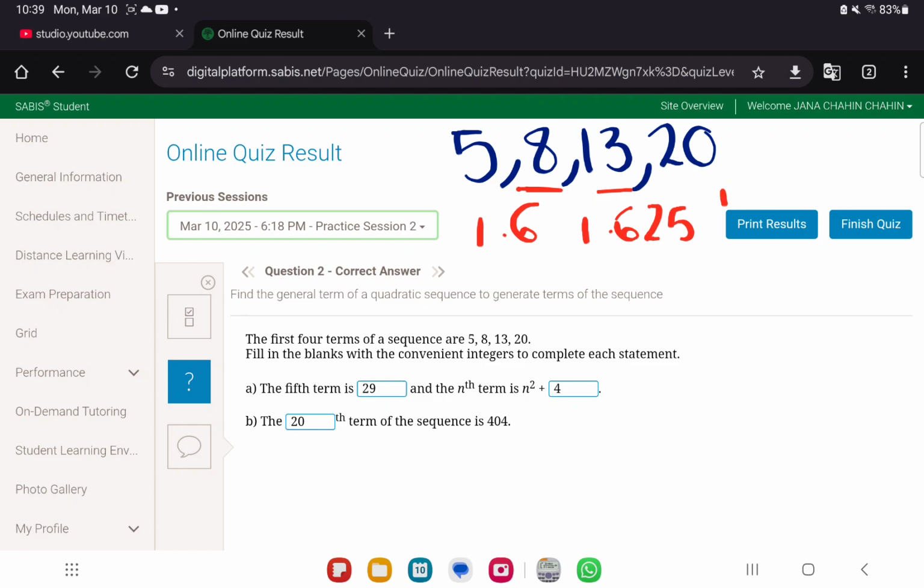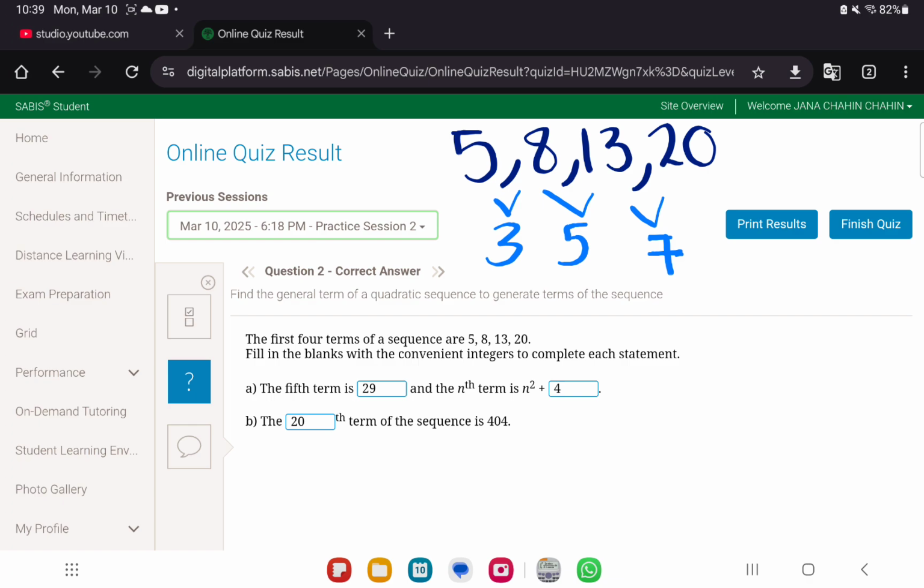Now let's check if it's arithmetic or quadratic. If it's arithmetic, that means if you subtract the numbers from each other, you're going to get the same number each time. So 8 minus 5 is 3. 13 minus 8 is 5. 20 minus 13 is 7. They're not common, so we go to the next step.